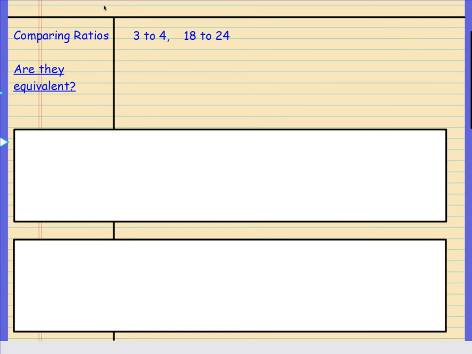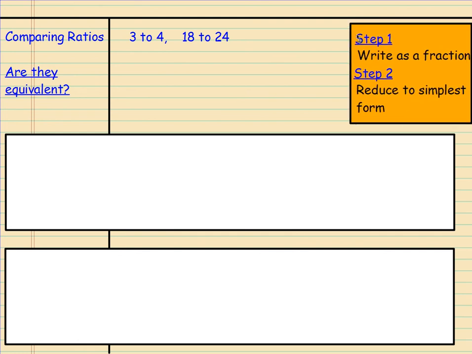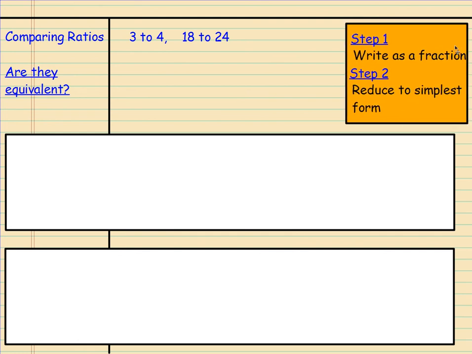Let's compare ratios. And in this part, we're going to be answering the question, are these ratios equivalent? Are these ratios equal? So let's look at these two ratios. We have one ratio, 3 to 4, and the other ratio, 18 to 24. Now the way to do this is quite simple. Step 1, write it as a fraction. And step 2, reduce to simplest form. Reduce both of those ratios to simplest form. And so once we do that, if the two ratios are still equal, then they are equivalent ratios.